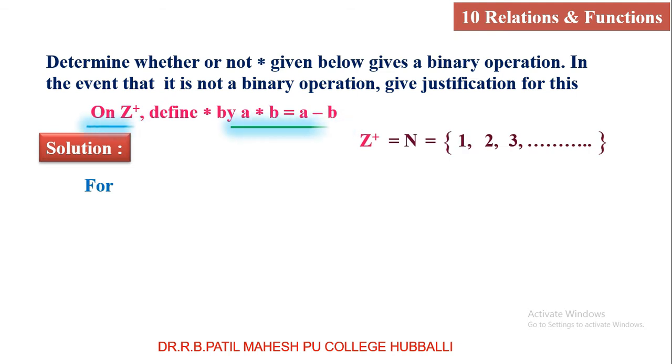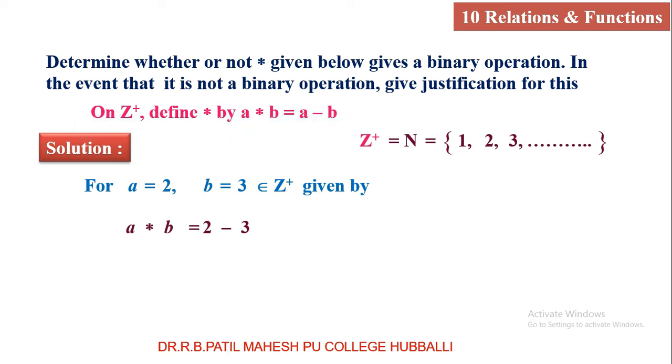For A equal to 2 and B equal to 3, these are the two positive integers. By the operation, A star B is equal to 2 minus 3, because I am writing A value 2, B value 3. So A minus B will be 2 minus 3, that is minus 1, and definitely does not belong to Z plus, the set of positive integers. Therefore, this is not a binary operation on Z plus.